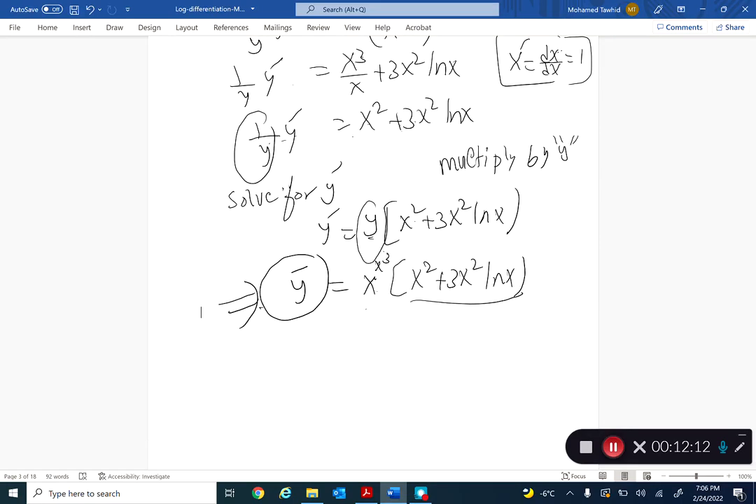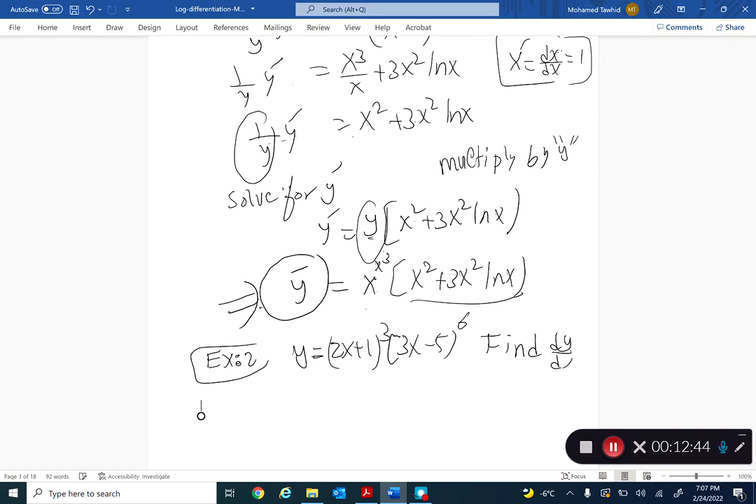Okay, so that is one example here. Let me give you another example to appreciate what's called log differentiation. Example number 2. Sometimes you have, say, y equal to (2x plus 1) to the power 3 multiplied by (3x minus 5) to the power 6, right? Now if I ask you to find dy by dx, I need to get the derivative of that with respect to x.